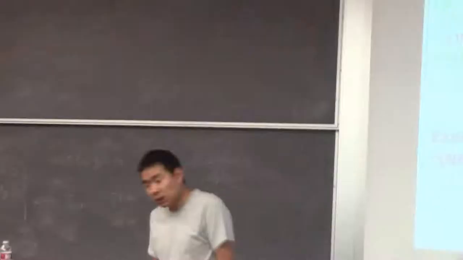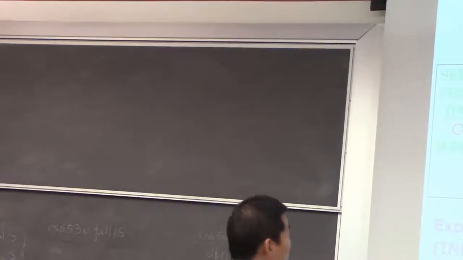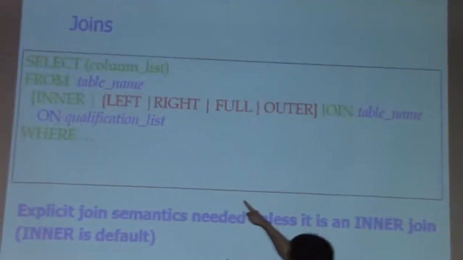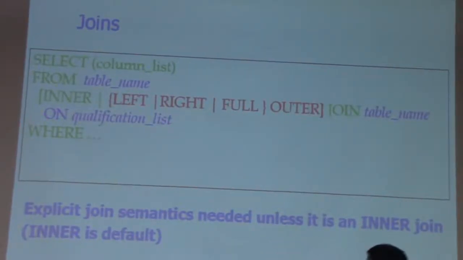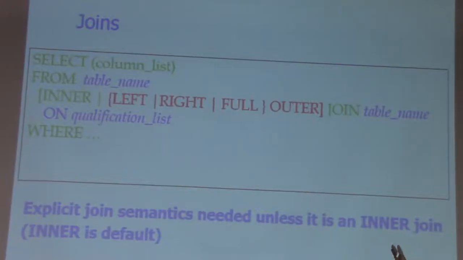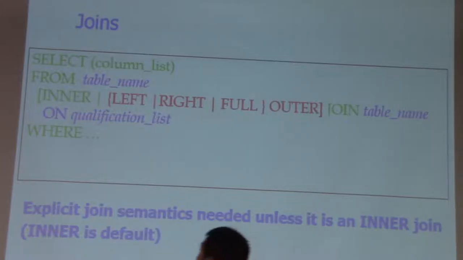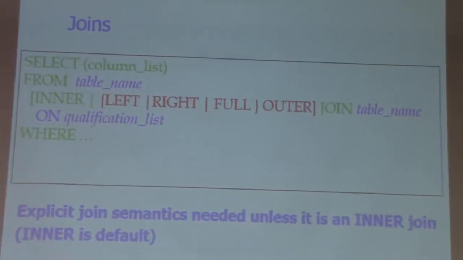So this is the expression for a join. Essentially you have the select-from-where clause as is, but then in the from clause, you have this particular keyword called join that expresses a join condition over two tables. You have two table names, and then you can use inner join or outer join. For outer join, you can do left, right, or full outer join, and then it is followed by a qualification list, which is the condition for the join itself.